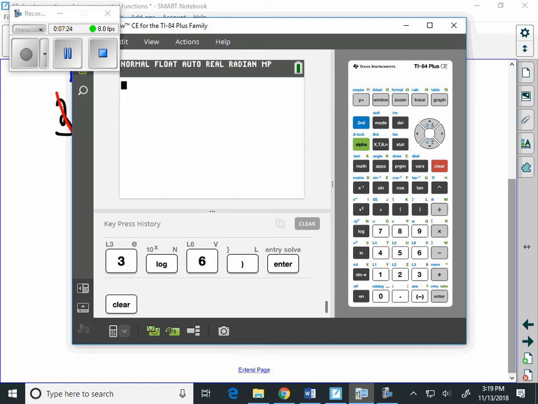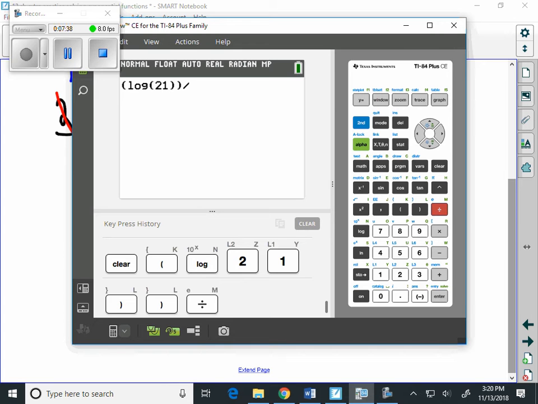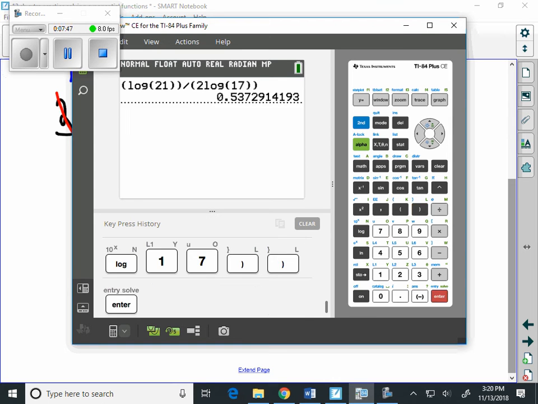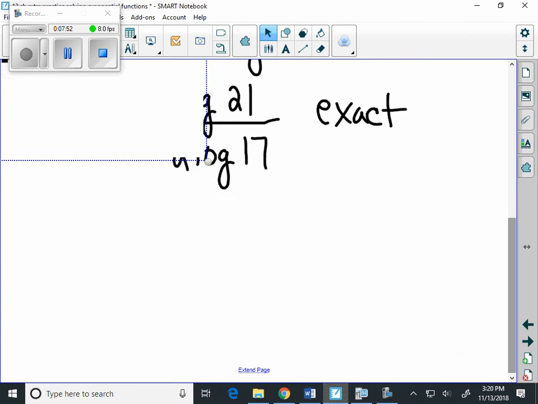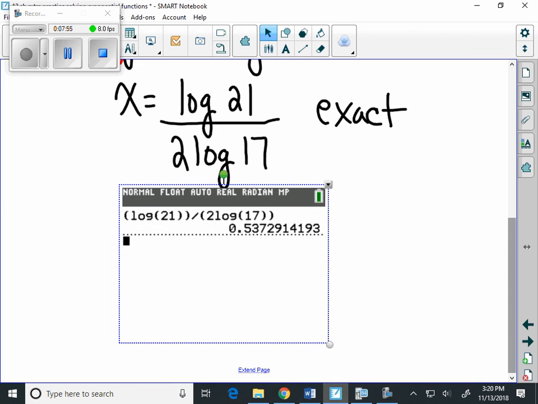And without using the fraction button on this one, let's put parentheses, log of 21. Close that parentheses on that 21, and in fact, close it a second time. That's the top of the fraction, divided by parentheses 2 log of 17. Close the parentheses and then close it again for the denominator. And there we have our decimal approximation here.